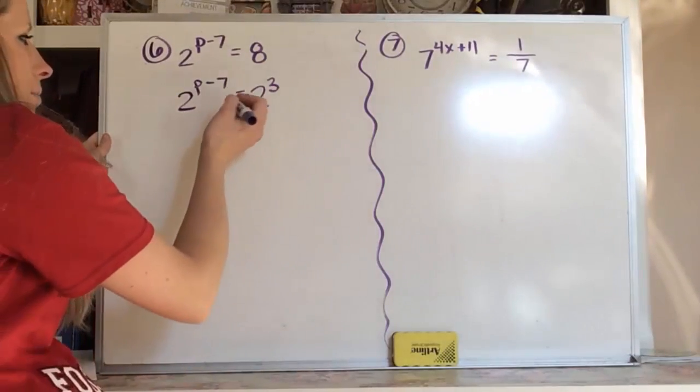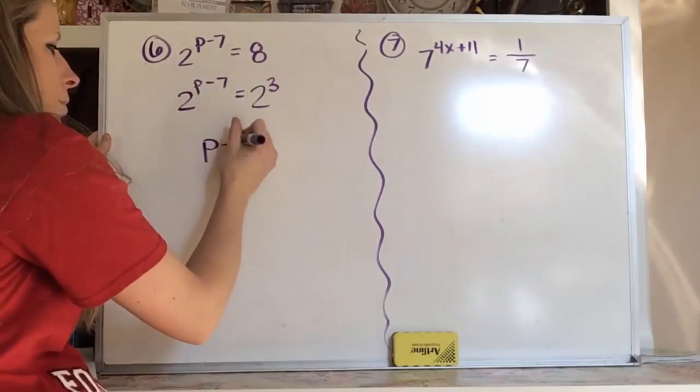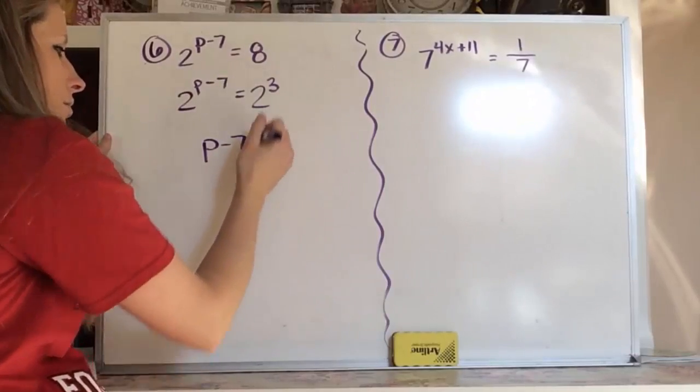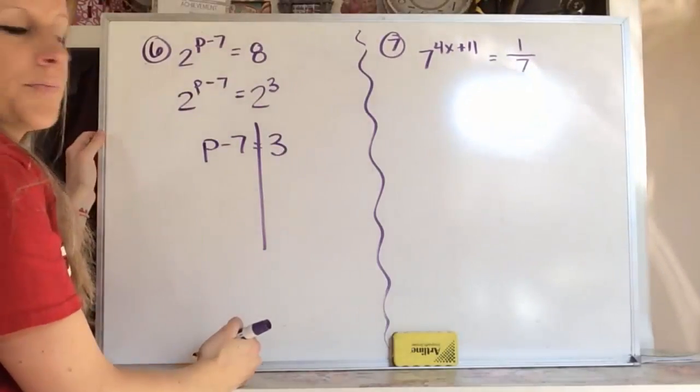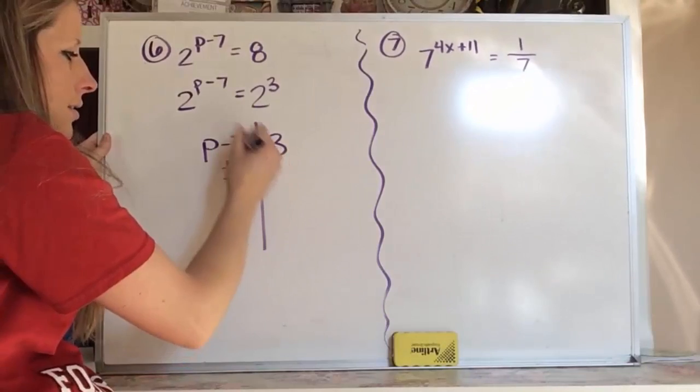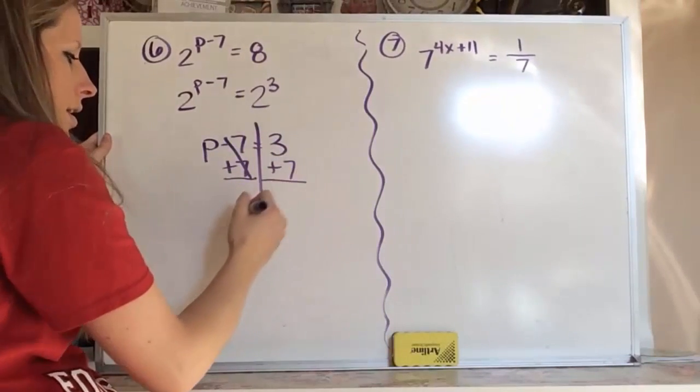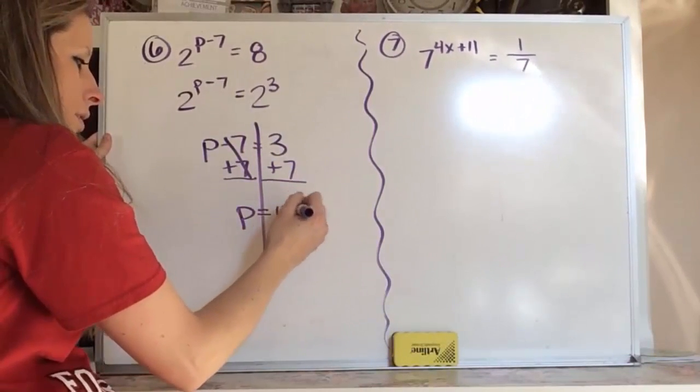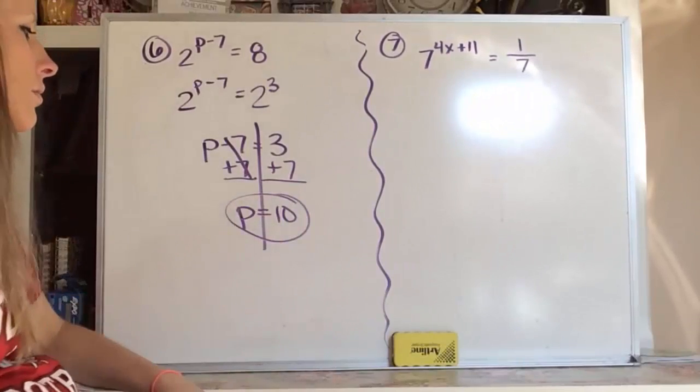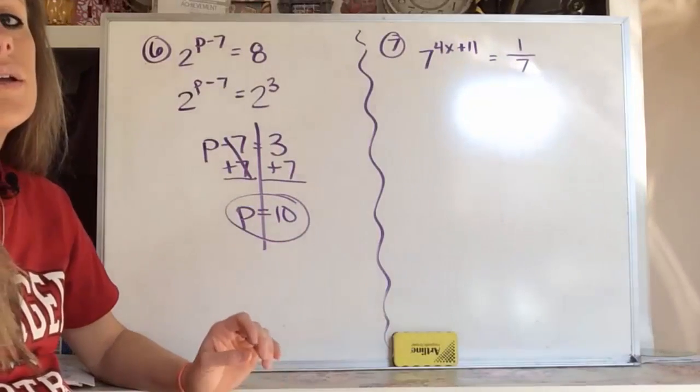Okay. So now we're going to set our exponents equal to each other and solve for our variable. So we're going to add 7 to both sides, and p equals 10. Okay. Number 7.